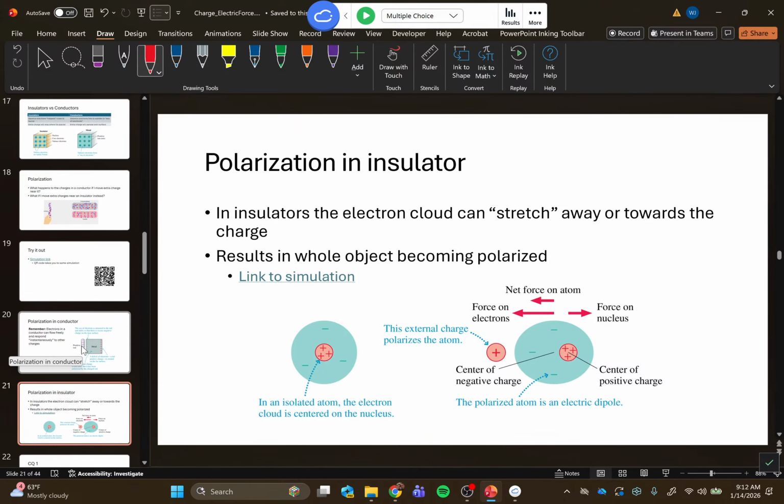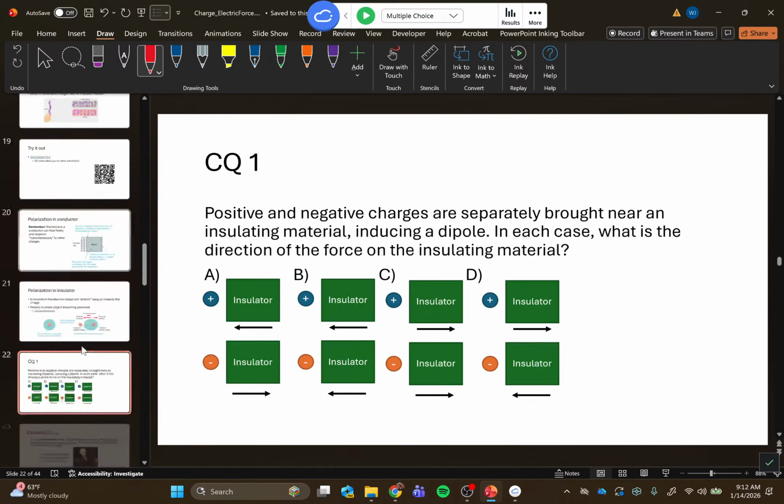Things get polarized when you bring charge near them, in this case a positive. I'm not going to really test you on this too much, but it's important to know. This is how charges behave when you bring them near each other. There aren't any math problems with this, so that's why I'm not going to focus on it too much. But it is important for you to know that charges will get pushed and pulled, and the closer they are, the better.